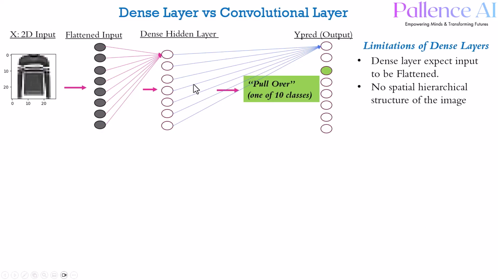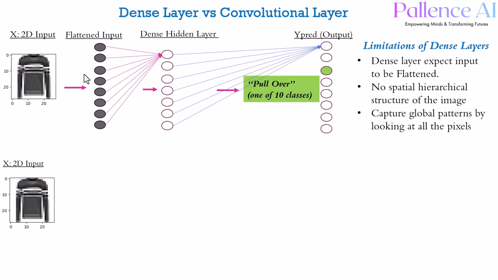But most importantly, there's no spatial hierarchical structure of the image. There are no hierarchical patterns that it learns. What it means is these dense layers are learning more or less the global patterns by looking at the entire image. I mean, it makes sense. You took a 2D image with all the pixels and you just flattened it, so you're kind of losing that spatial hierarchy. In essence, you're learning the global patterns. So it's good, but there are some limitations. We can do better. And that's where the convolutional layer comes in.